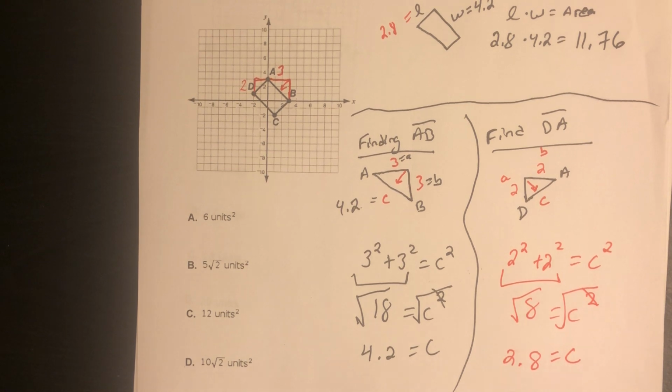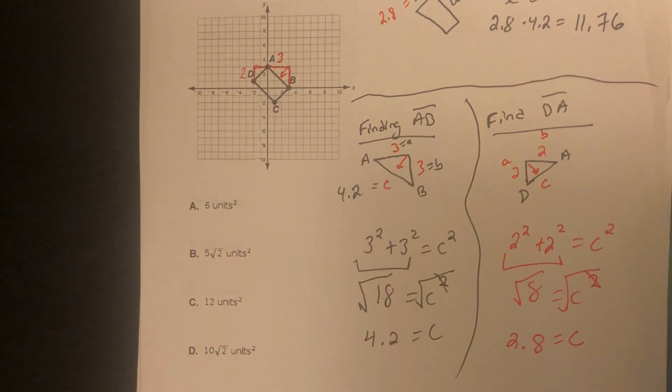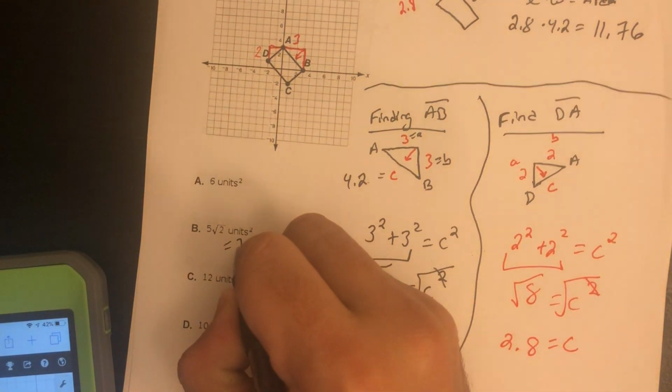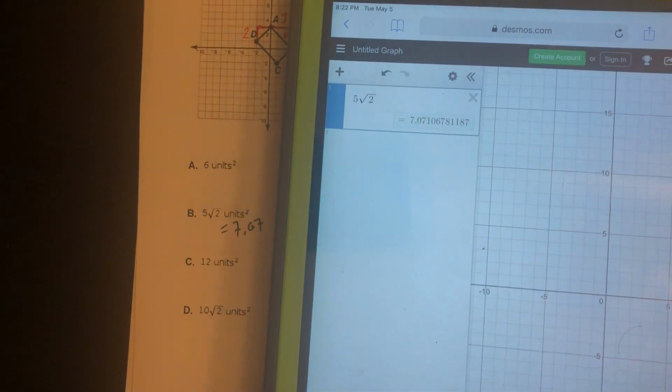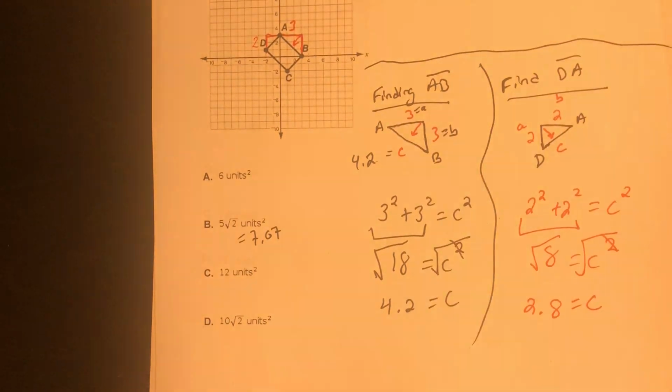Well, we have these answers. So we could say that the answer is C, but I just want to make sure that it's not B or D. And these are in radical form. So I'm going to take Desmos, type in answer choice B, and see what it is as a decimal number. So I'm going to type in 5 square root of 2, and that gives me 7.07. And then D, 10 times square root of 2, and that gives me 14.14 as a decimal.